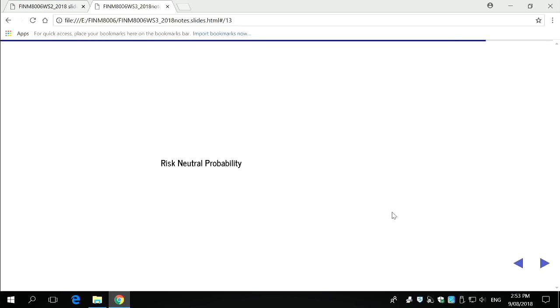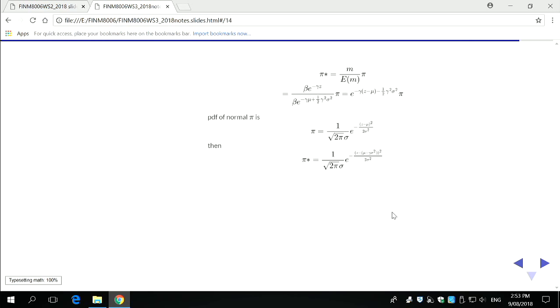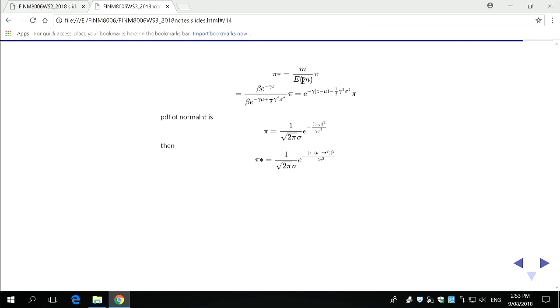We can also show the risk neutral probability. What is the risk neutral probability? Remember the formula we have in class, right? Risk neutral probability is your SDF M divided by expected M, times the original probability pi. So we solved for M, solved for expected M before. All we need to do is to just plug them in, right? And do a little bit of simplification. And this pi, we know, is the distribution of normal CDF, right? So we know this pi star is this expression.